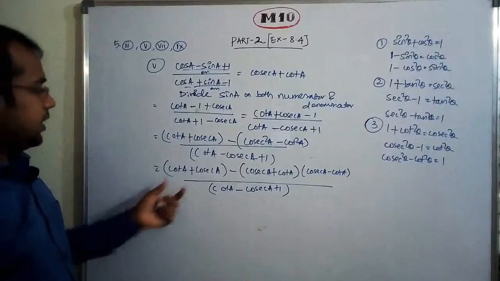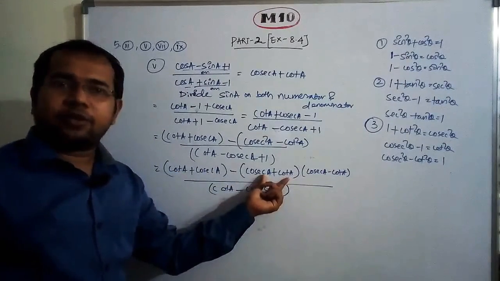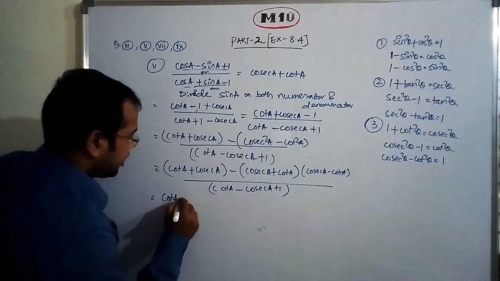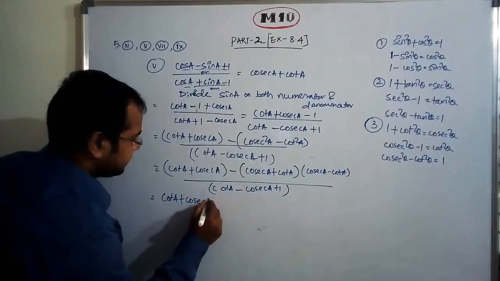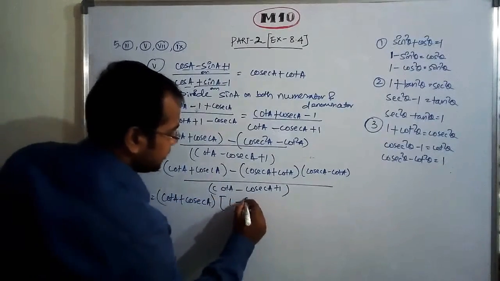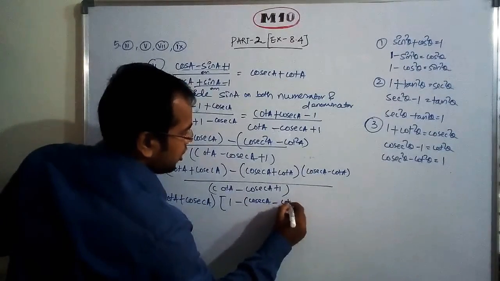Now students, see here, this is cot A plus cosec A, this is also cot A plus cosec A. So you can take out common. What will you get here? Cot A plus cosec A is taken out common, 1 minus cosec A minus cot A.